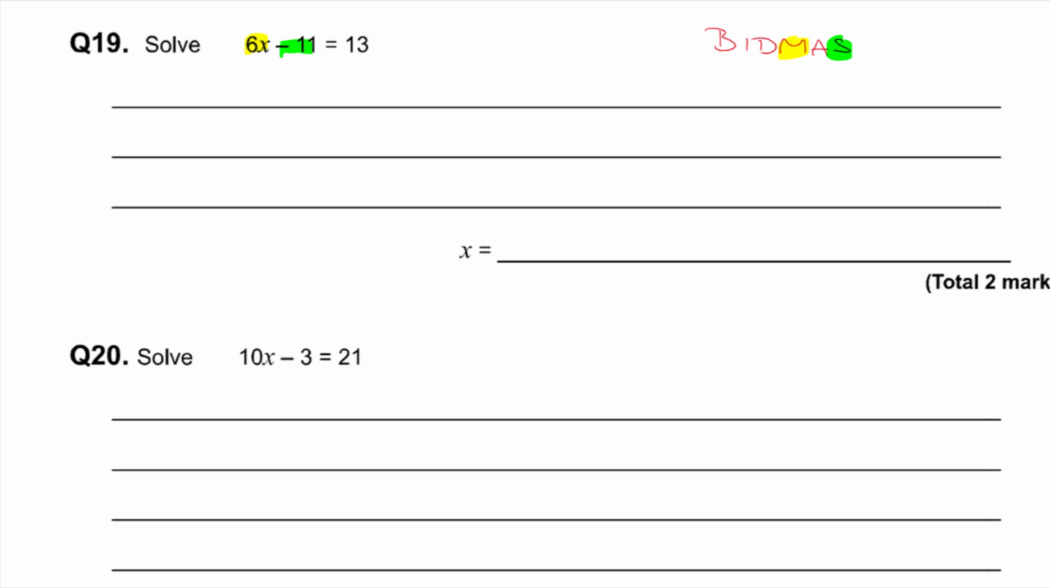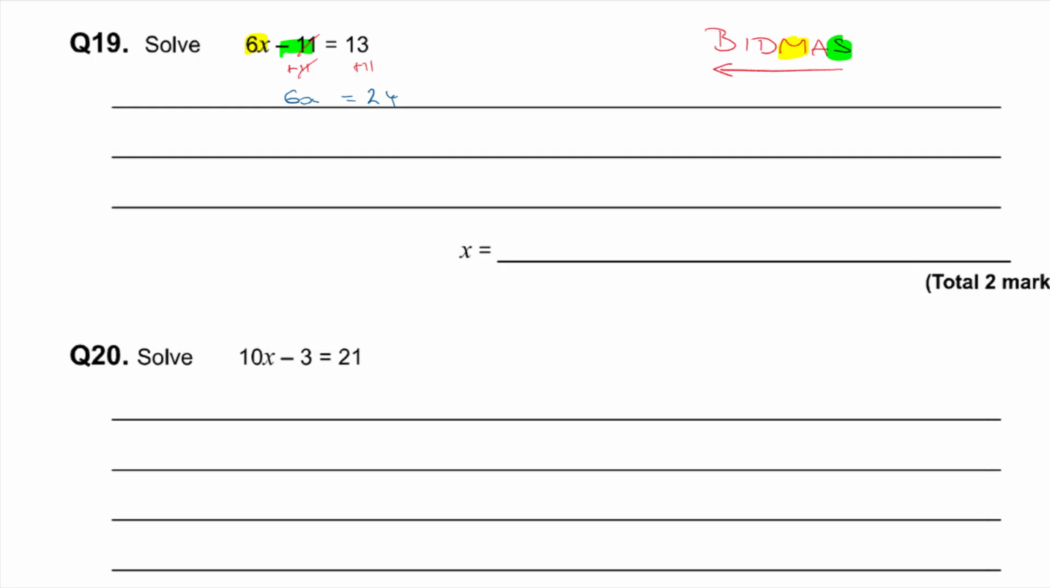What we end up doing is we work through BIDMAS backwards when we're solving an equation, and we do the rearrangement in the opposite way that we would evaluate x. So if we're going to be multiplying by 6 first and then subtracting, to get back to x I have to do the opposite of that. So rather than subtracting 11, I'm going to be adding. So I'm going to do the adding 11 first to both sides. That will cancel with that, leaving me with the 6x. On this side, 13 plus 11 is 24.